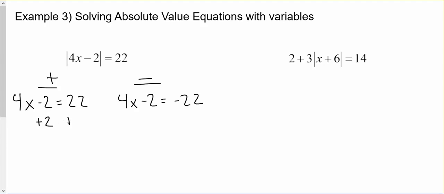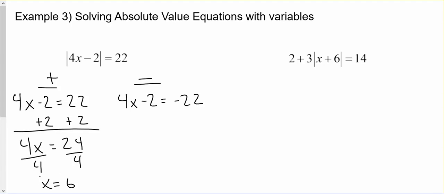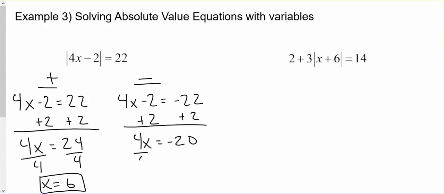We'll undo the subtraction first with addition. We get 4x equals 24. We'll divide by 4, and we get x equals 6. Our other side, our steps will be the exact same. We'll add 2. What's negative 22 plus 2? That makes negative 20. We'll divide by 4, and we get x equals negative 5.